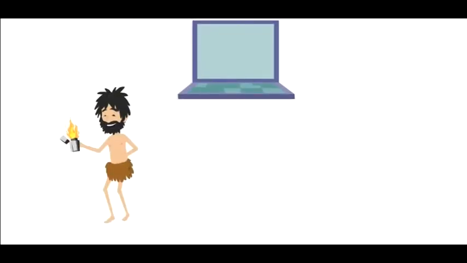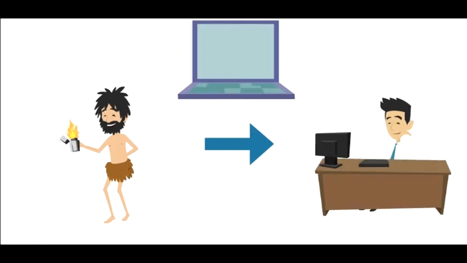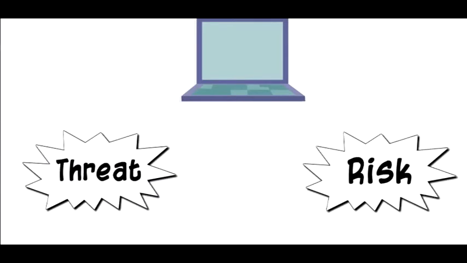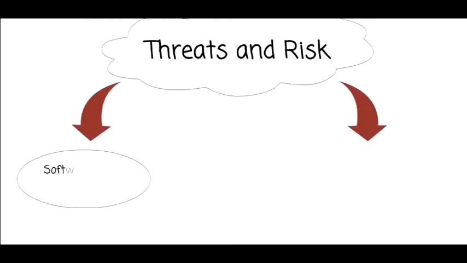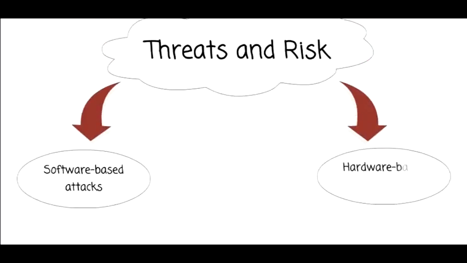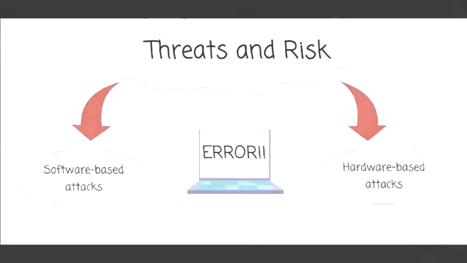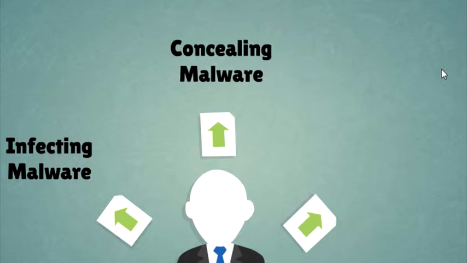Computers are one of the greatest inventions in history, and they have improved and changed the lives of many with the convenience they provide in our daily life. But as with all the benefits that come with good things, there will be threats and risks that come along with them. They are generally split into two categories: software-based attacks and hardware-based attacks, which could cause massive damage to a company's system. Infecting and concealing malware, as well as malware for profit.